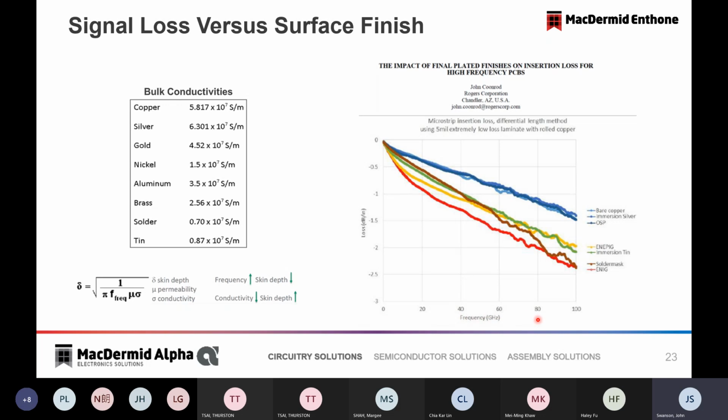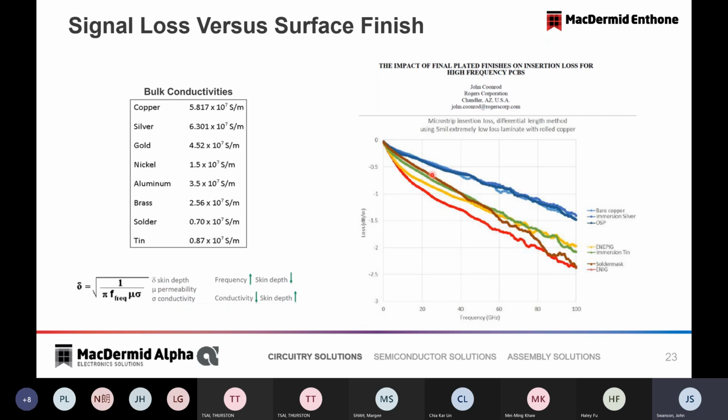So I see my pointer looking at the horizontal axis is frequencies, and the vertical axis is loss. So this is signal loss. We like to see less signal loss, so less movement from 0. The better performance here are these blue lines, which is bare copper, immersion silver, and OSP. The larger amount of signal loss occurs with the other finishes.